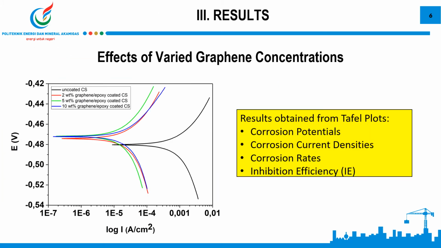Here are the results of the Tafel plots by varying graphene concentration in the graphene epoxy coatings. From Tafel plots, we can observe the change in the corrosion potentials, corrosion current densities, corrosion rates, and corrosion inhibition. We will see in details in the following page.